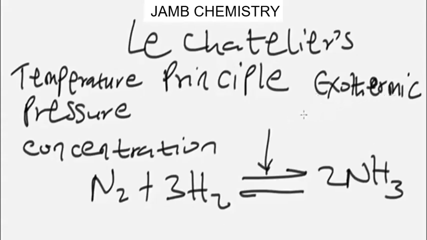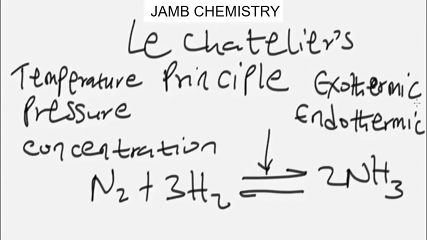Whereas when the forward reaction is endothermic, an increase in temperature will cause the equilibrium position to shift from the left to the right, favoring the forward reaction, whereas a decrease in temperature will cause the equilibrium position to shift from the right to the left, favoring the backward reaction. So take note of this change effect on temperature factor.